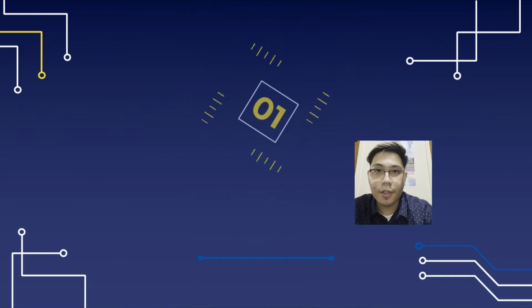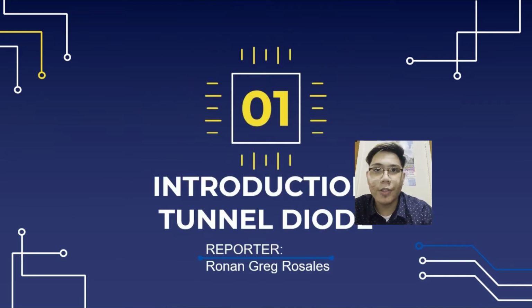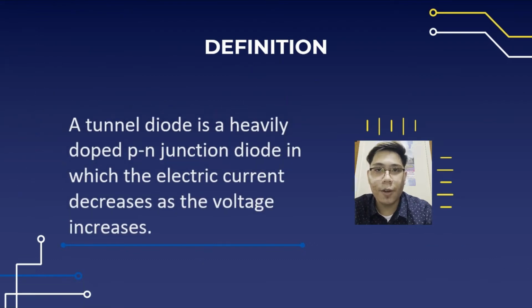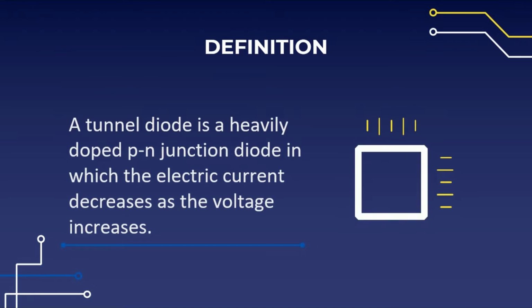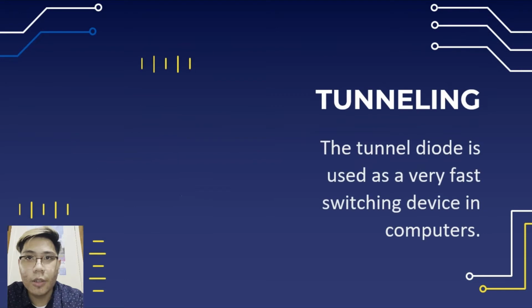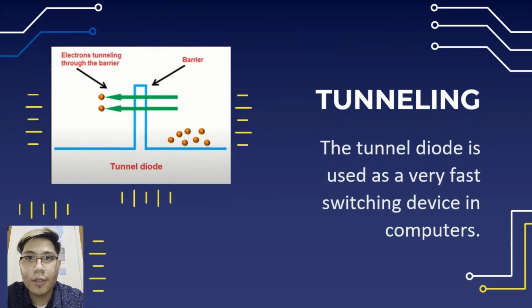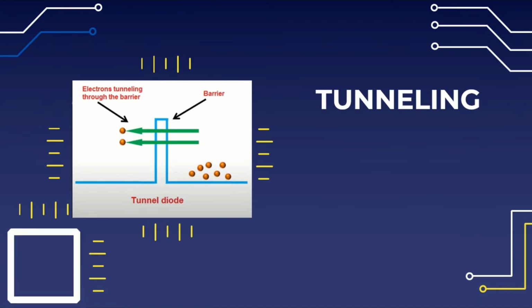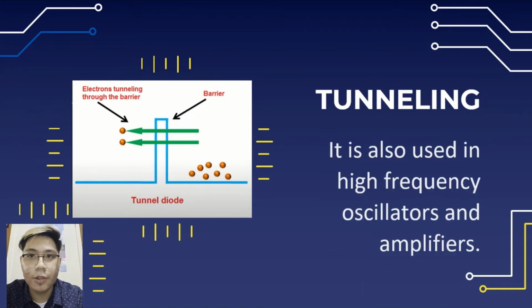So what is a tunnel diode? A tunnel diode is a heavily doped PN junction diode in which the electric current decreases as the voltage increases. Tunneling. The tunnel diode is used as a very fast switching device in computers. It's also used in high-frequency oscillators and amplifiers.